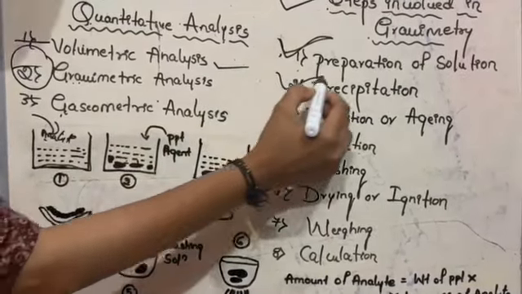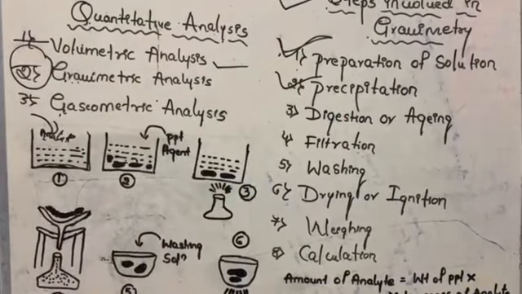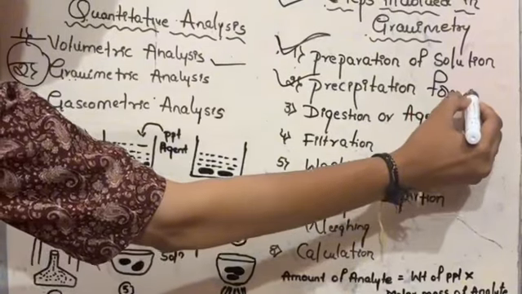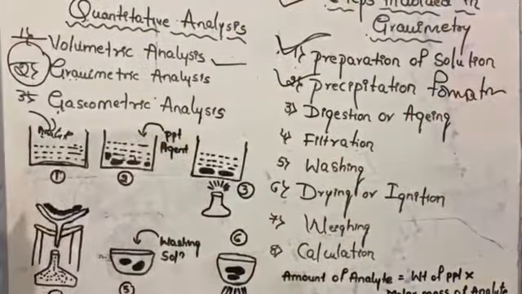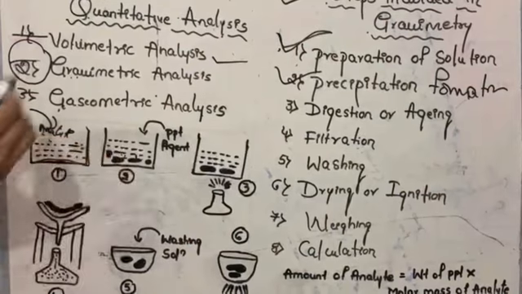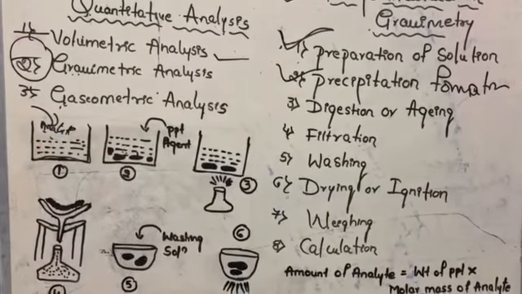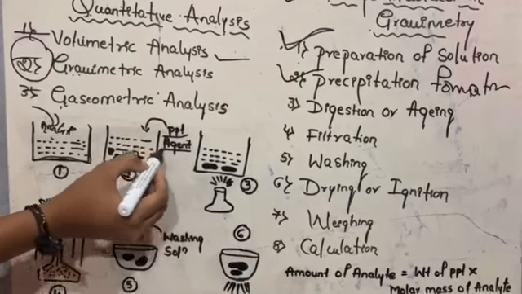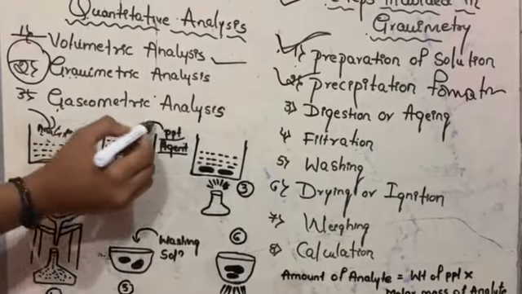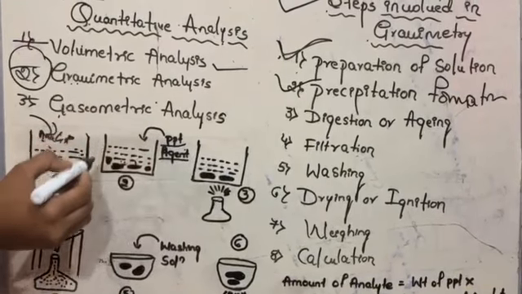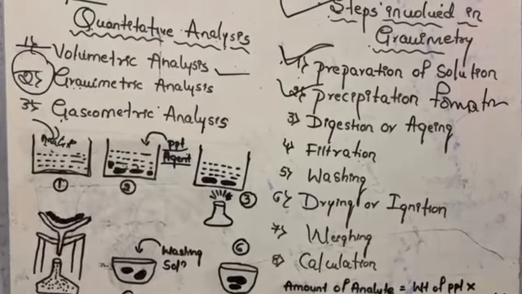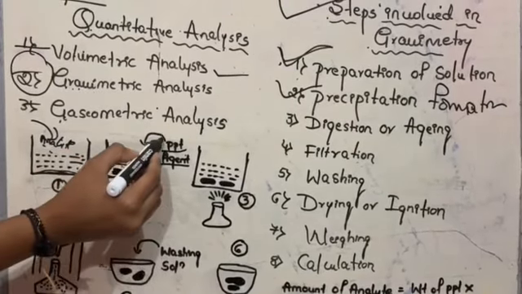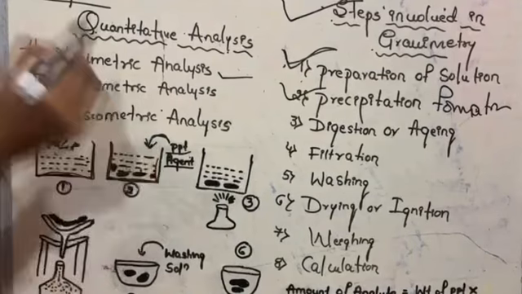And what will be the second step? Precipitation, where the formation of a precipitate takes place. Can the solution of analyte go directly into precipitate formation? No. For that we need to add a precipitating agent, and the choice of precipitating agent depends totally on the nature of the analyte we are determining. So, to the solution of analyte, I am adding the precipitating agent.